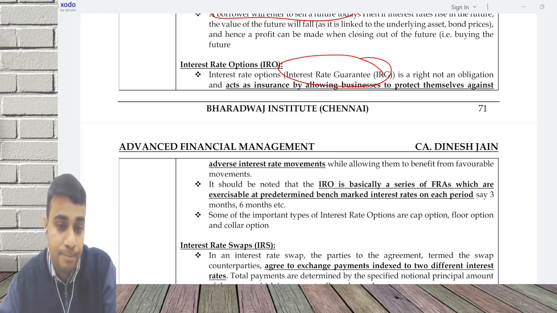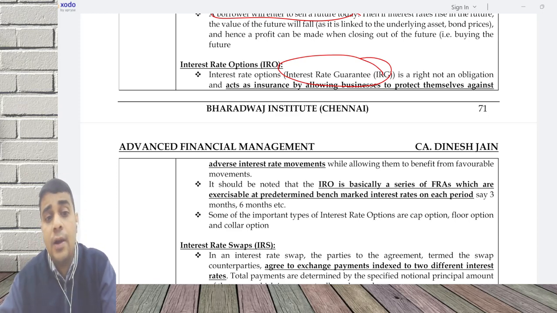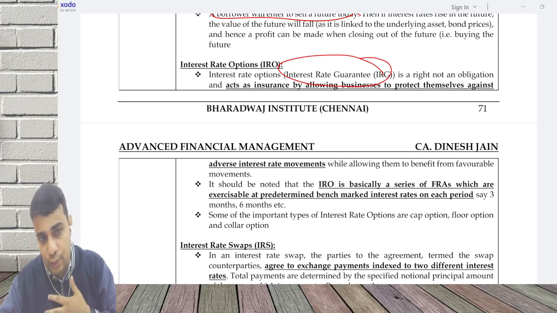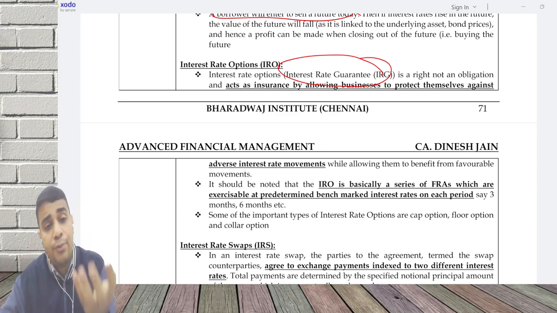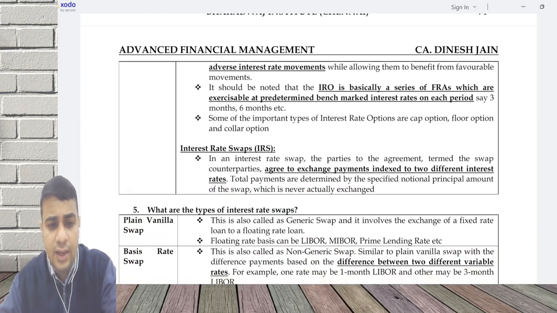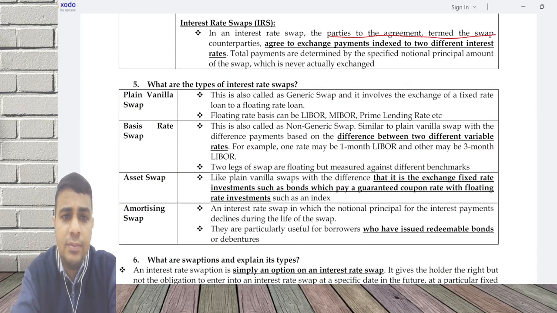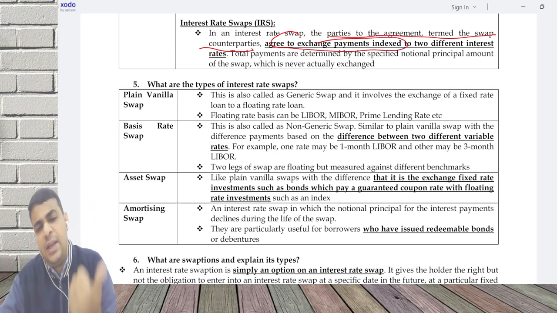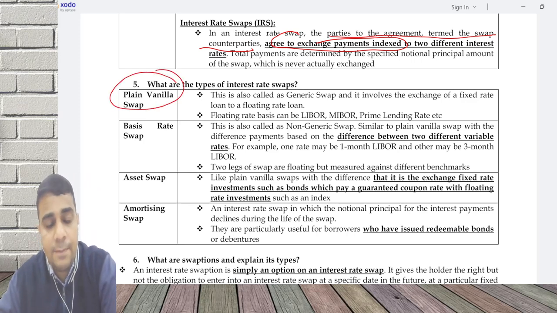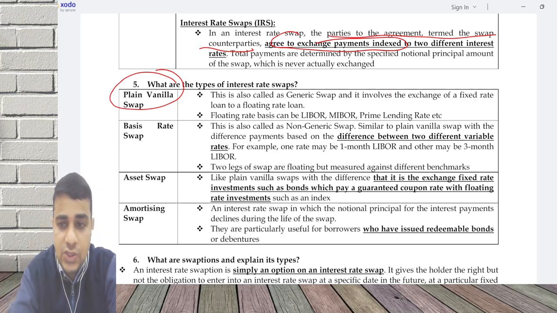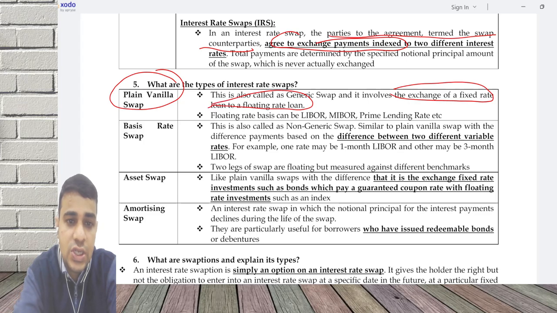Interest rate swap. In case of an interest rate swap, I take a floating rate loan and convert it into a fixed rate. By doing this, I protect myself from increase or decrease, or variation, in interest rate. In an interest rate swap, the swap counterparties agree to exchange payments indexed to two different interest rates. It could be indexed to fixed versus floating, which is called a plain vanilla swap. Plain vanilla swap is fixed versus floating, an exchange of a fixed rate loan for a floating rate loan.